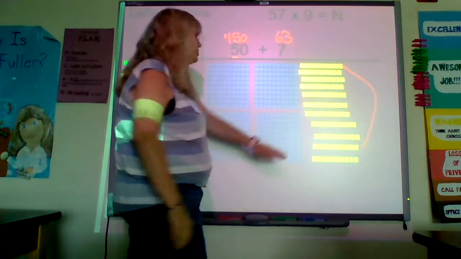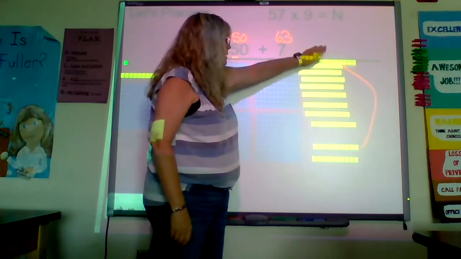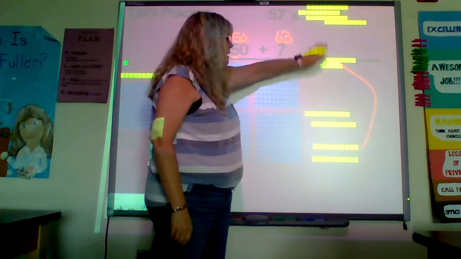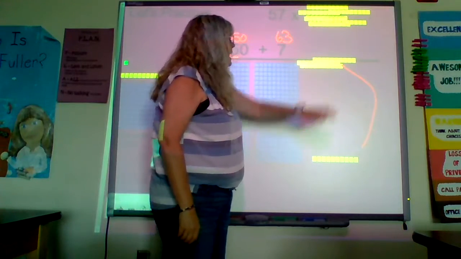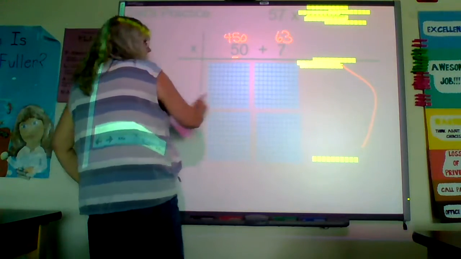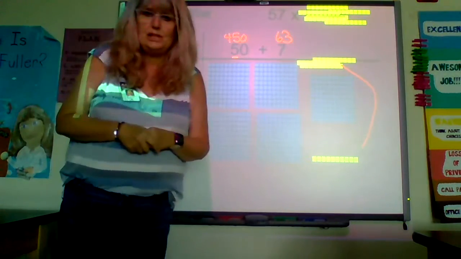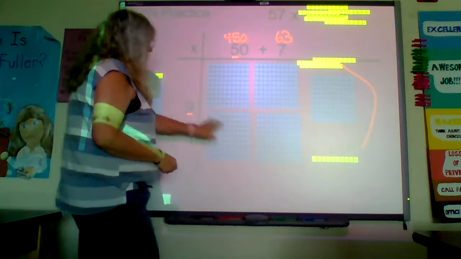That means I can exchange those 10 groups of 10. I'll just kind of throw them out of the way as they bounce around. And I can exchange them for 1 flat or another group of 100, and it will make it so much easier for me to count. And then I need 3 units.